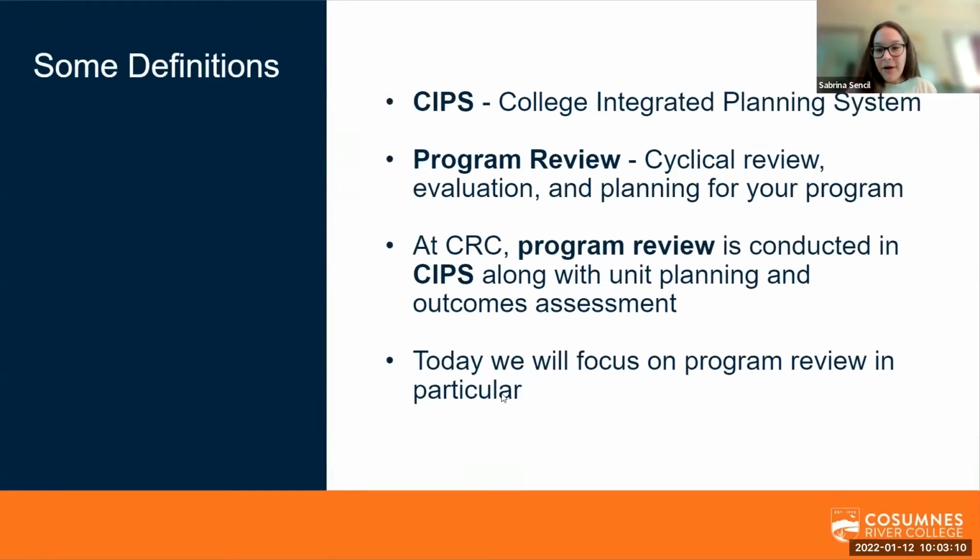So we're all on the same page with the terminology we use at CRC, CIPS is our college integrated planning system. It's where we house our assessment of outcomes and our program review. We've recently added our resource request forms for our capital outlay budget resource allocation process, and we also have it for our unit plan segment. Program review is conducted in CIPS, along with unit planning and outcomes assessment, but today we're just going to focus on program review.